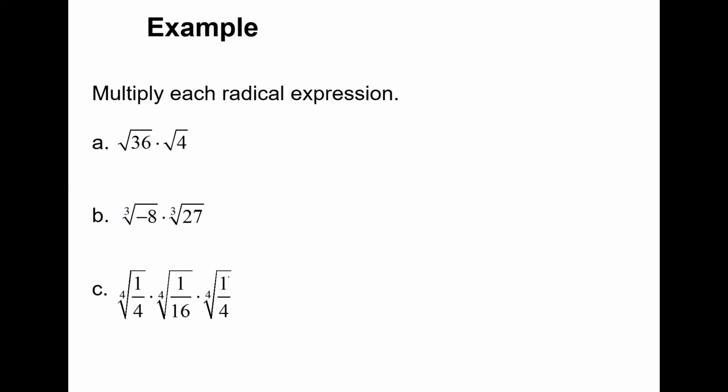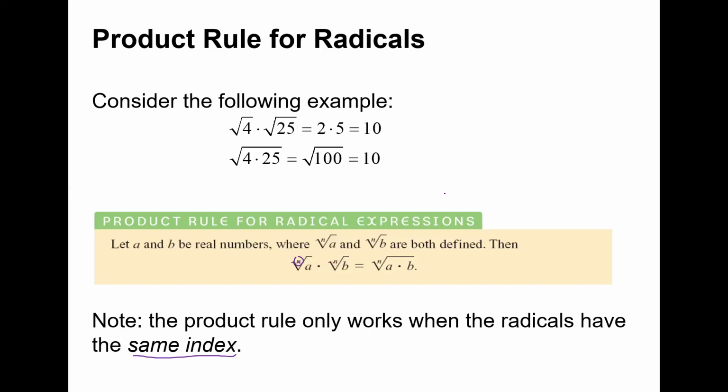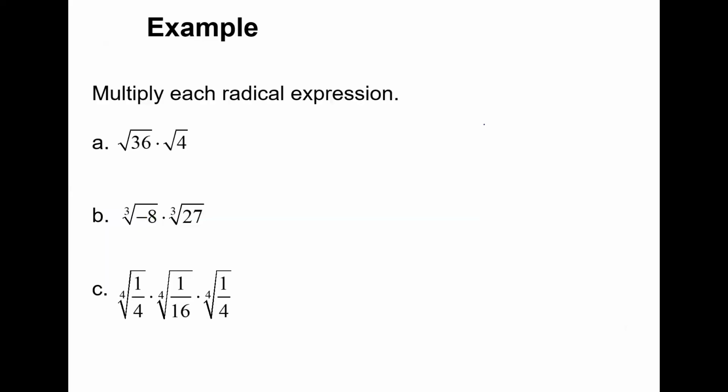Here we go. Now, let's do some examples. We're supposed to multiply each radical expression. So what we're going to do is use the product rule for radical expressions, where we bring it under one radical and then do it. So 36 times 4. Well, we know that's going to be 6 times 2, which is 12. But what we can do is bring it together and multiply together. That's 144. And we know the square root of 144 is 12.